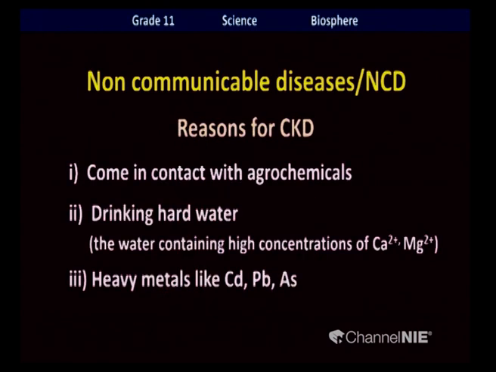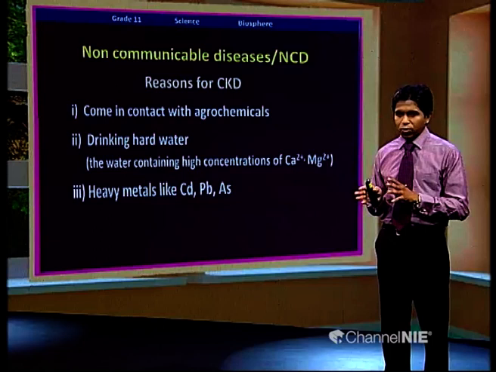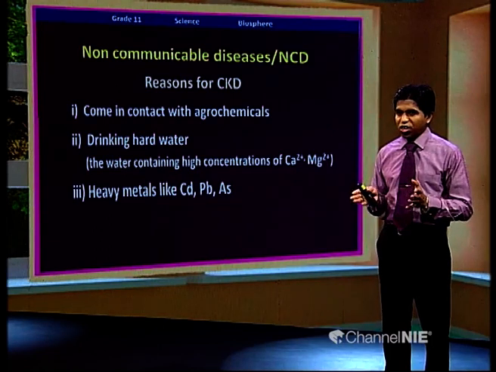So what are the reasons for CKD? What are the main reasons for chronic kidney disease? Number 1, coming in contact with agrochemicals. Who mostly comes in contact with these agrochemicals? Mostly the farmers, those who are involved in farming and cultivation.